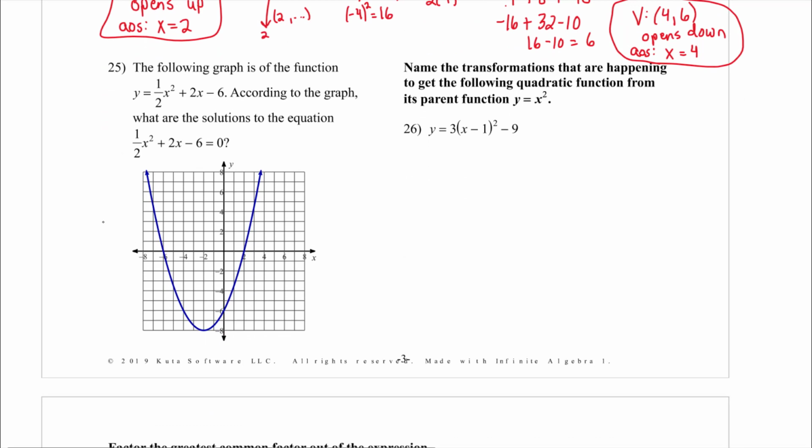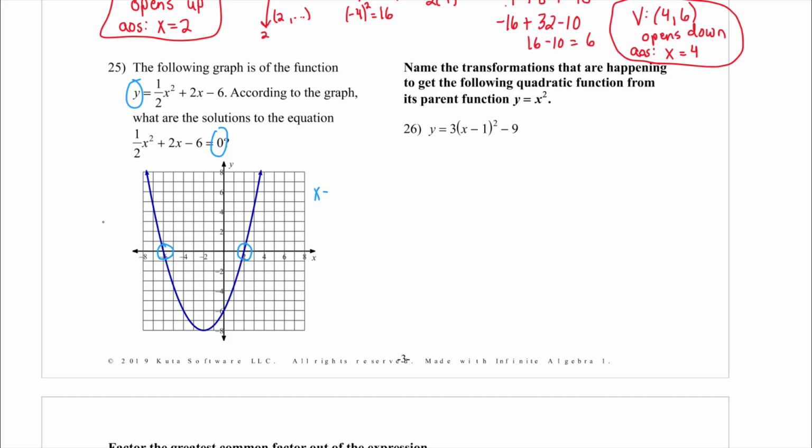So 25 is a question that looks tricky, but is actually super easy. One of the things we can do with graphs is we can talk about solutions to quadratic equations by graphing. But we already graphed equations, so I thought, what if I just ask you to solve something and I've already given you the graph. So it says the following graph is of the function y equals blah, blah, blah. According to the graph, what are the solutions to this equation that goes with that but equals 0? What that's asking you is, where does it go through the x-axis? Because that is where y equals 0, right here along the x-axis.